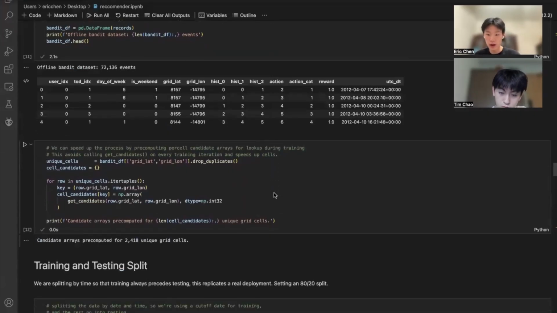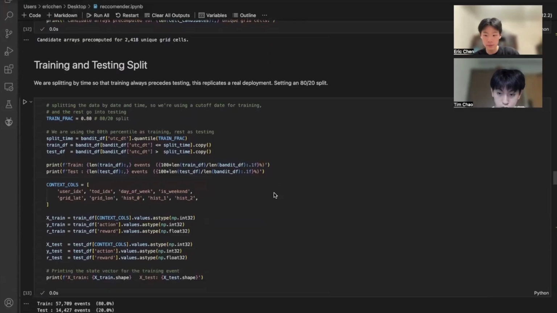And we also did an 80-20 test split by time, and this was by time so that the training always comes before testing.